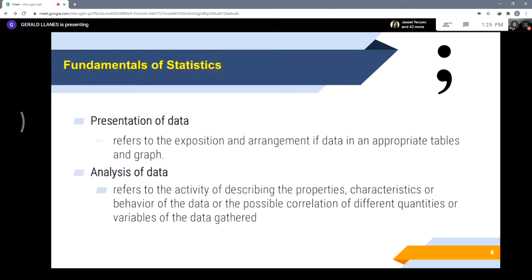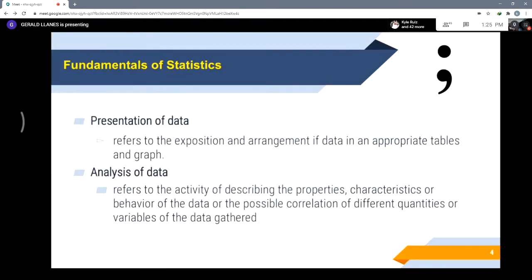Okay? And under that presentation of data, of course, nandyan na yung arrangement, dyan na yung organization. So naka-arrange na yan. So it refers to the exposition and arrangement of data using tables and graphs. What's the purpose of using tables and graphs? In order for us to understand the data without reading everything, without reading the descriptions, nakakatulong tables and graphs. For example, nakita ka ng graph na parang itsurang bundok. So what will be the interpretation? It looks like normal distribution. So what's the interpretation if the graph is normally distributed?